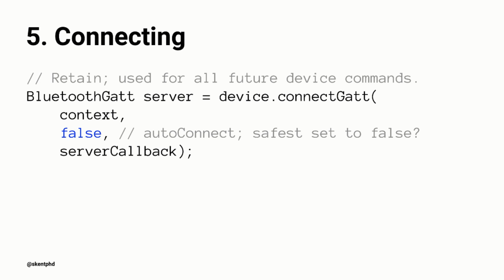In the old days, I was always told, just make this false, it's way safer. Apparently this is a lot better now, but I haven't tried it, so my recommendation is to continue using false. And then the last parameter, kind of like the scan, is the most interesting one here. This is the server callback. Basically, everything we're going to do from this point forward is going to be pinging back and forth between that server object that we get back from the call and the server callback. We're going to invoke methods on the server to make commands happen, and then we're going to receive results in the server callback. Those two things are critical for everything else we're going to do.